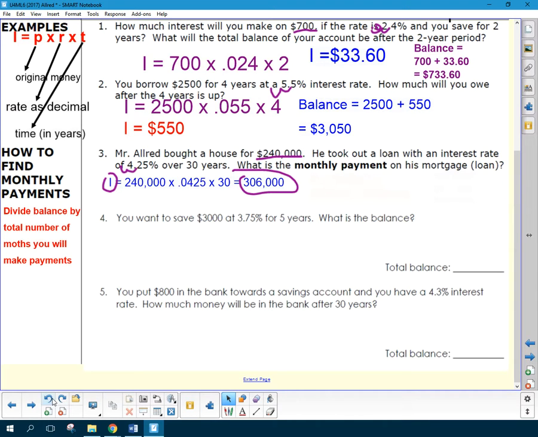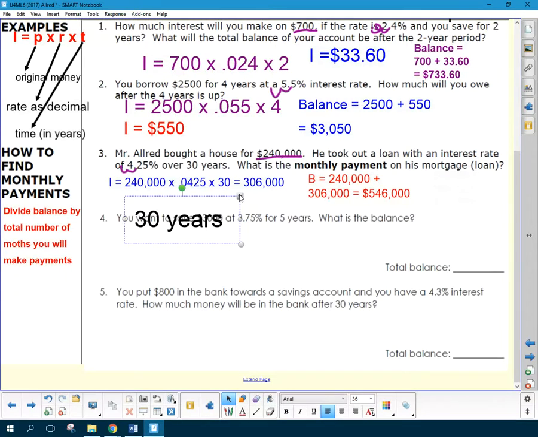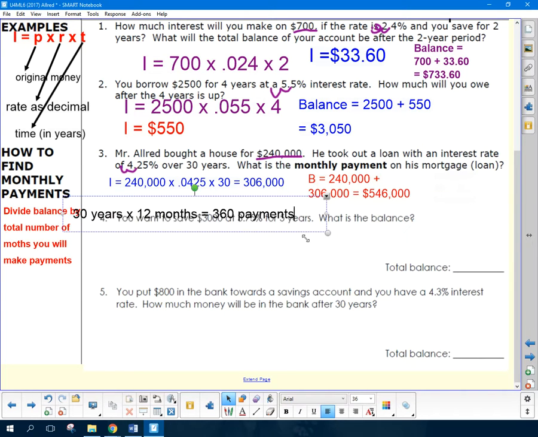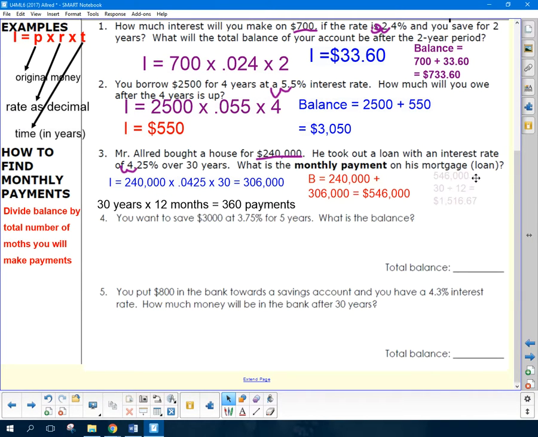To find the balance, I still have to take $306,000 and add the original amount of the house, $240,000, to it. Okay, so get this. Over the course of 30 years, Mr. Allred is going to end up paying the bank about $546,000. Okay, to figure out his monthly payment, well, 30 years times 12 months every year equals 360 payments. So we're going to figure out what a monthly payment would be if there were 360 payments.